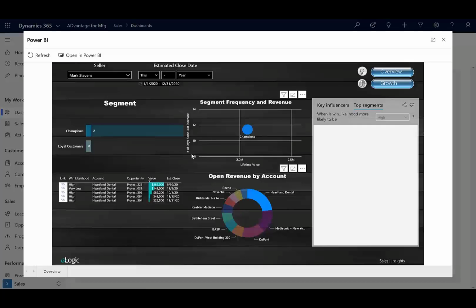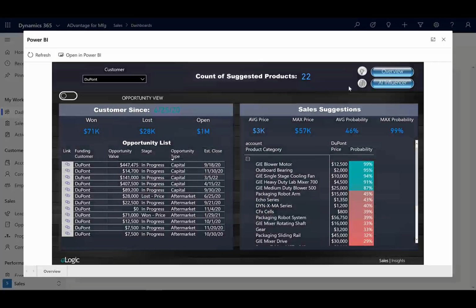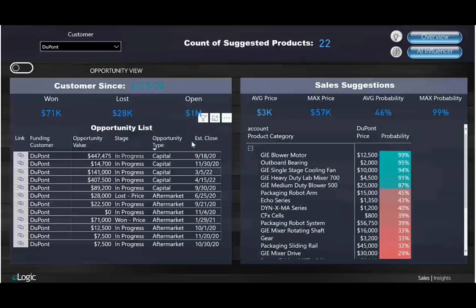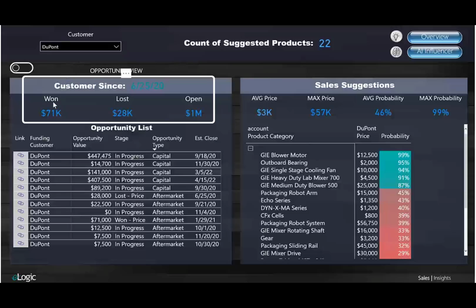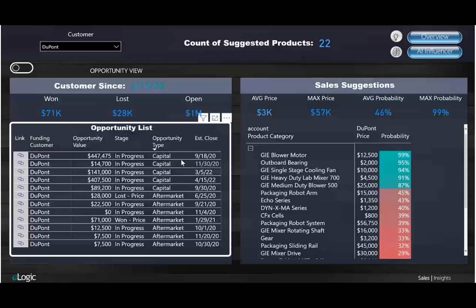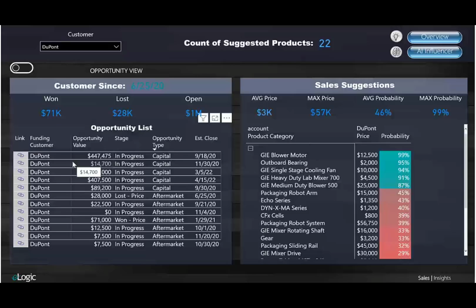Now, the last thing I want to do is get into some growth strategy discussions with Mark. So I want to look at some of Mark's key accounts with him, and I'm going to start here with DuPont. We can see some of the customer history and what we've been able to achieve there so far. I can also see what's in progress here and drill into any one of these opportunities to make sure that we're being successful on the pipeline moving forward.